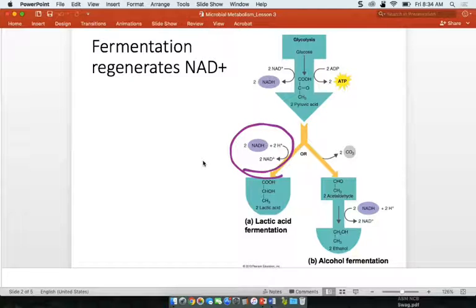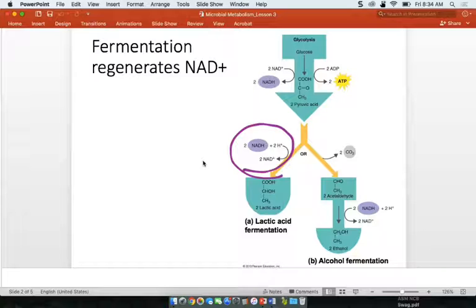What kind of enzyme is involved? Somebody said it. I heard it around this area. Thank you. Lactic acid dehydrogenase, LDH.